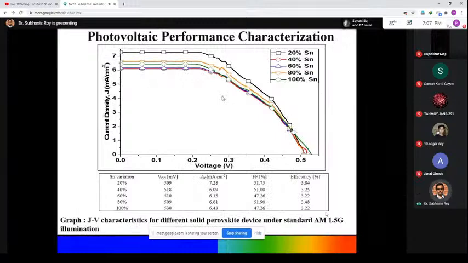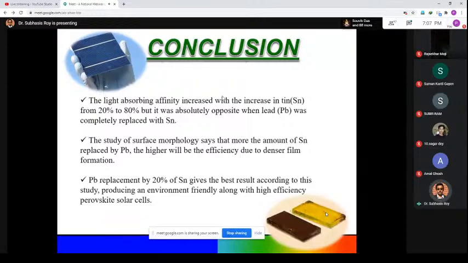So finally we check the electrical property of the solar cells. If you see, the Sn percentage of 20% is giving the maximum efficiency of the solar cell, around 2.484. With increasing Sn, it deteriorates, reducing to 3.22. That means the leakage problem increases with increasing Sn percentage. So here we conclude that up to 20% Sn deposition gives the maximum efficiency, and we replace the lead up to 20%. After that, the cell performance deteriorates.